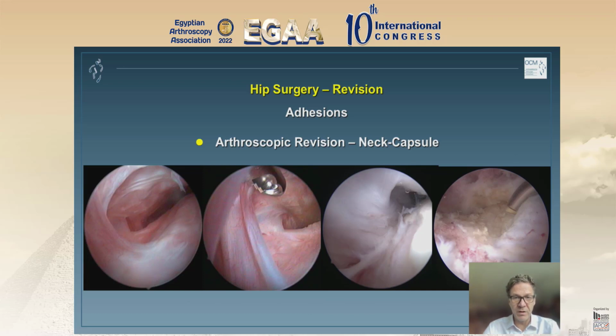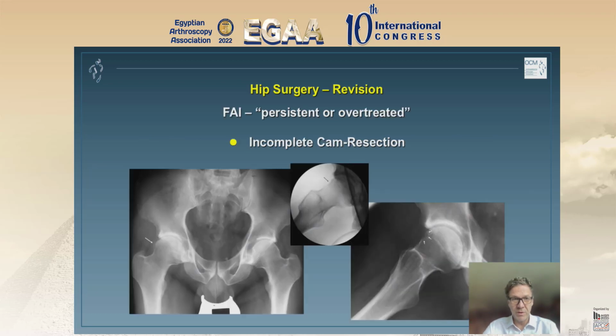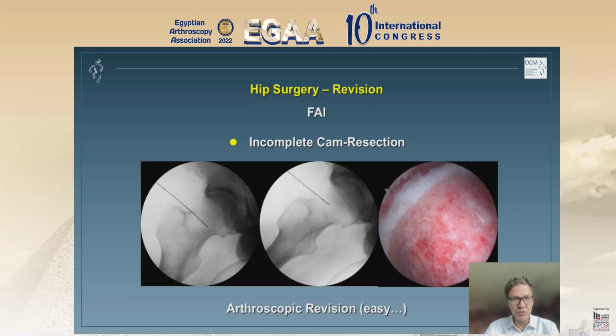Adhesions are not so rare. They can be typically found at the space between the femoral neck and the articular capsule, and second at the perilabral sulcus between the labrum and the capsule, and usually those adhesions can be beneficially solved by arthroscopy. A common problem after open or arthroscopic treatment of FAI is over-resection or incomplete cam resection. This is a case of incomplete cam resection, and that case can usually be solved by arthroscopic revision.